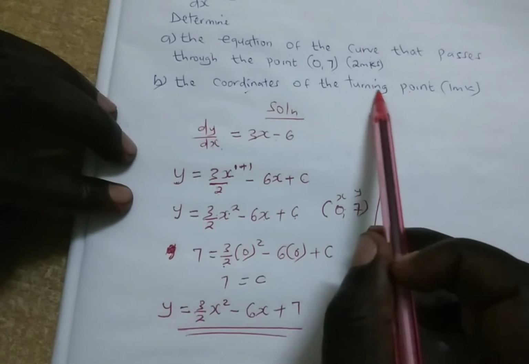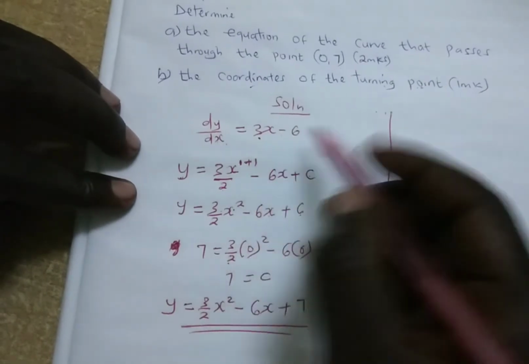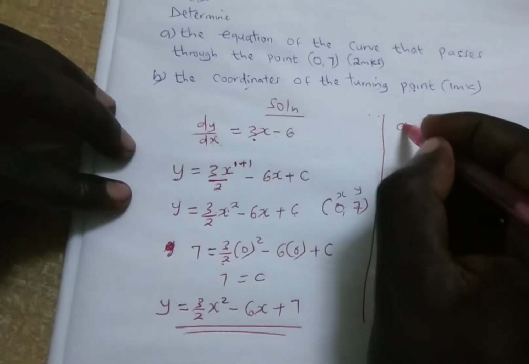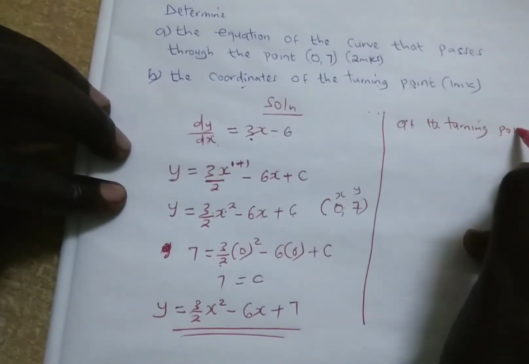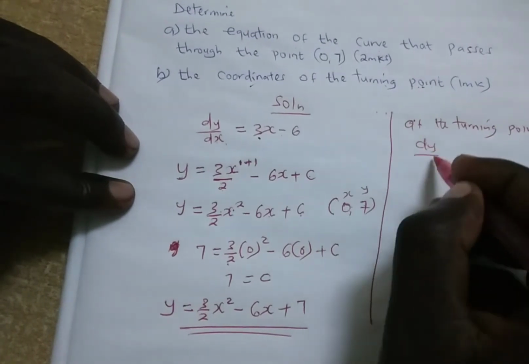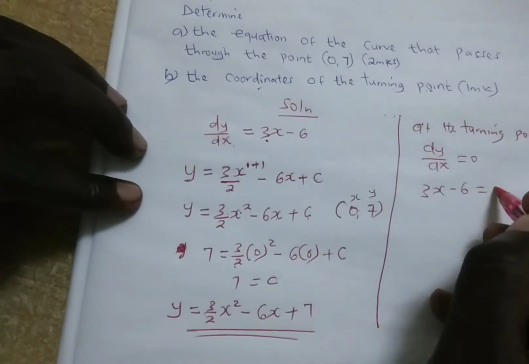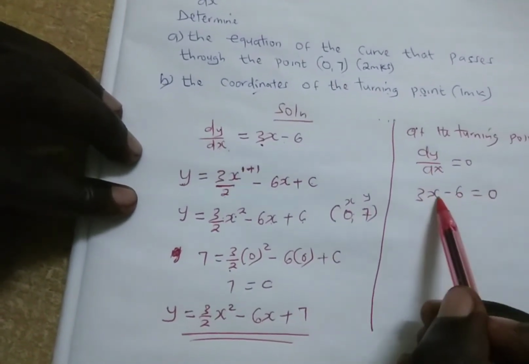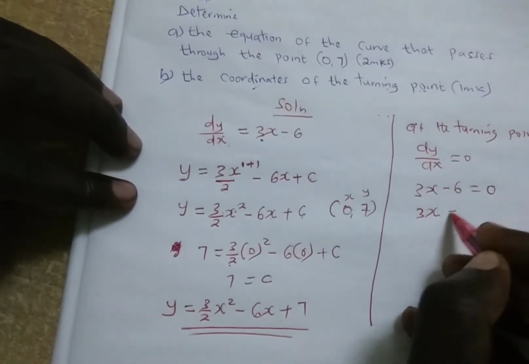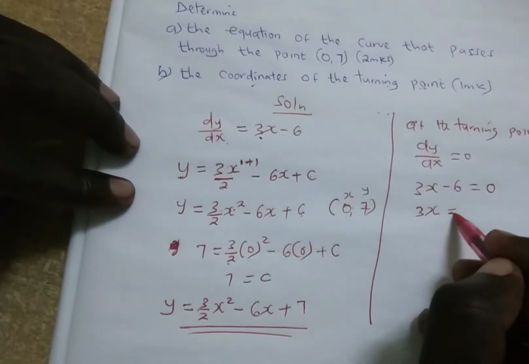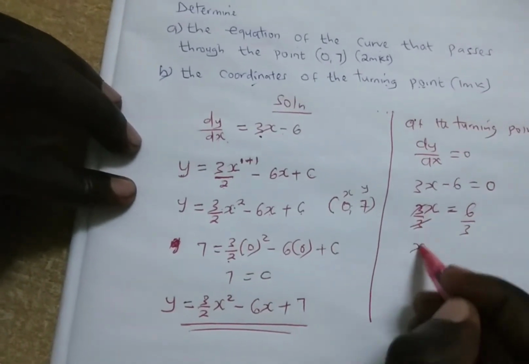And we know at the turning point of a curve, our dy over dx will give us 0. So what we do, we take our dy over dx, we can say at the turning point, our dy over dx will be equal to 0. So we take 3x minus 6 is equal to 0. From there, we can get the value of x by taking negative 6 to the other side. We remain with 3x is equal to, negative 6 goes to the other side and becomes a positive. So if you divide by 3 on both sides, this and this goes, and our x is going to be 2.